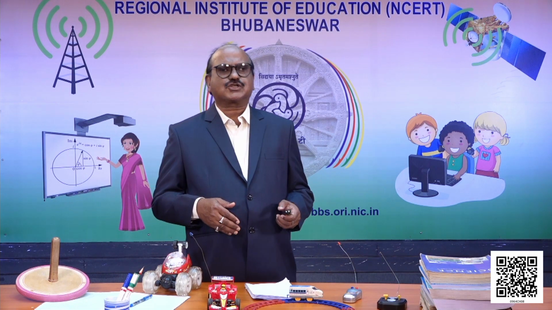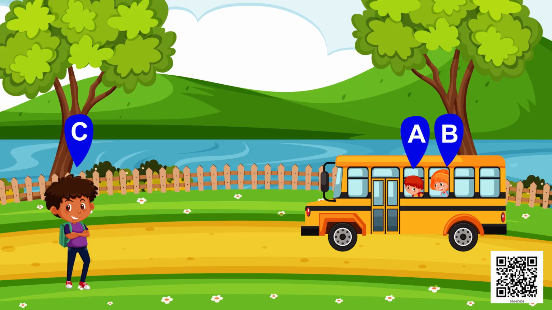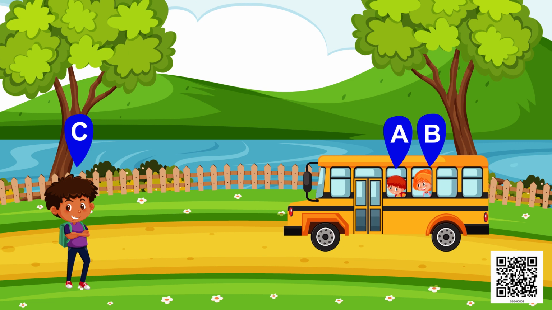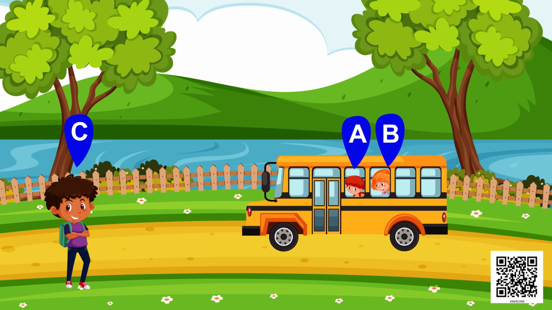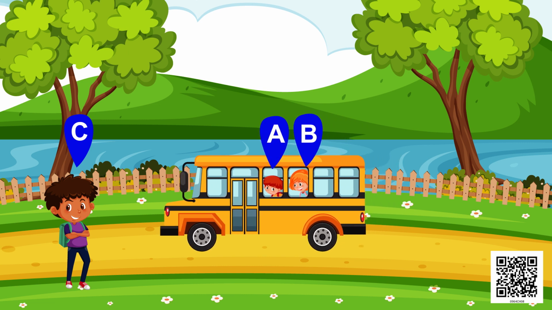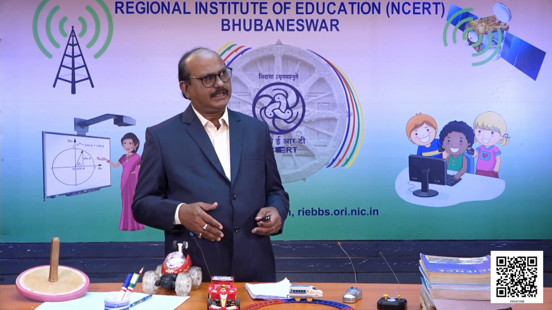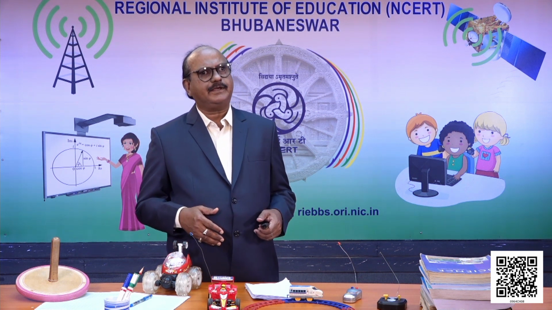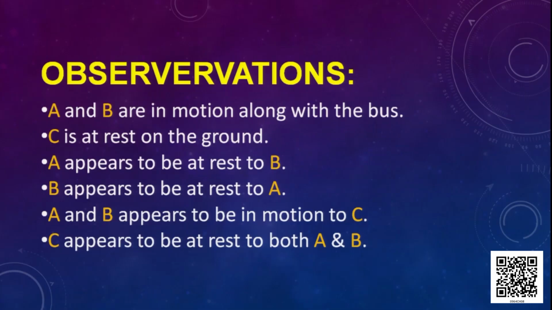Now I am just showing one more animation. Here two friends A and B are sitting in a bus, and the bus is moving towards another friend C who is standing on the road. So in this animation, what will you observe? Again you see friends A and B are in motion along with the bus because the bus is in motion. Inside the bus, the friends A and B are there. That's why the friends A and B are in motion along with the bus.